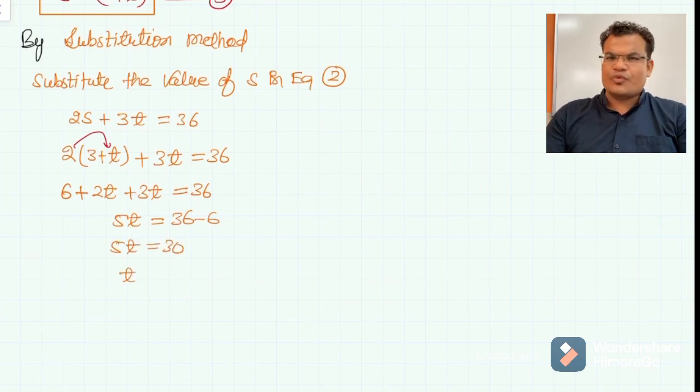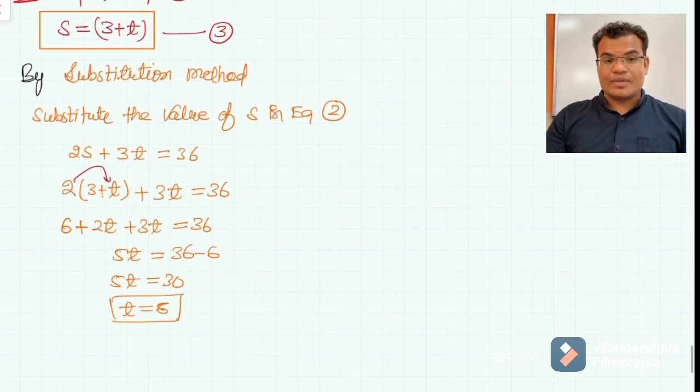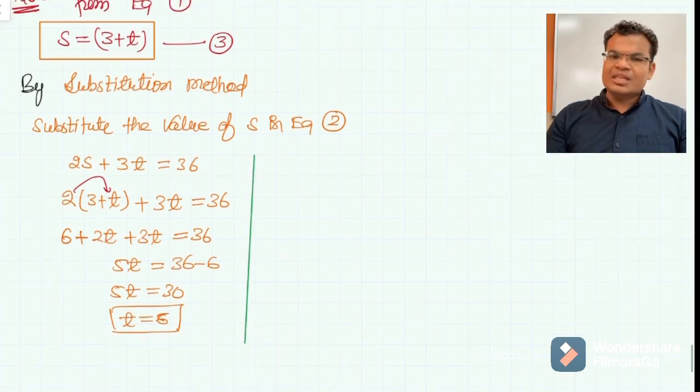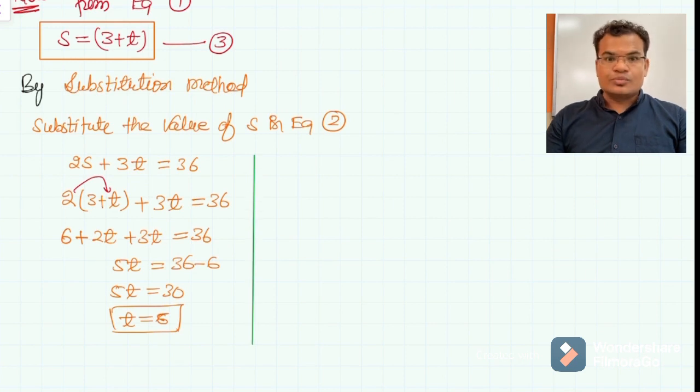So t is very simple. T you will get it 5. Right? 5 6 are 36. Okay. 5 6 are 30. Okay. So t is 6 basically. So see, you can have the value of t. Now your job is to find the value of s also. So what you will do?